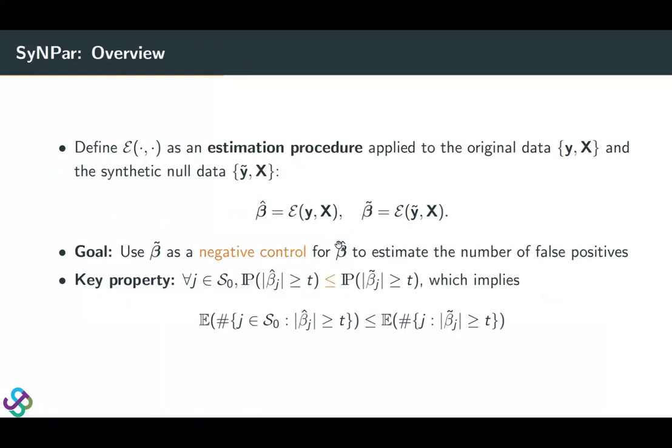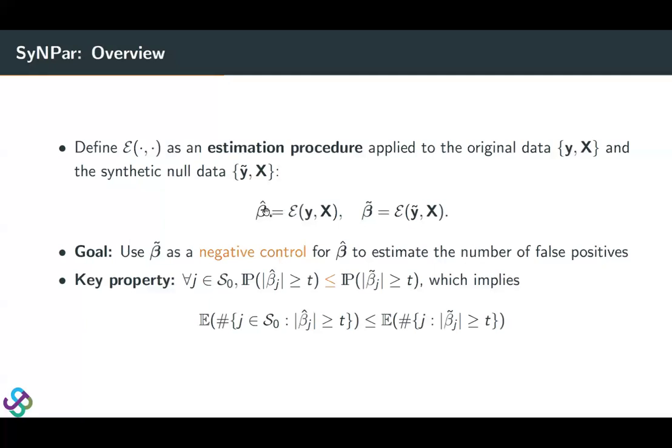So how do we perform the estimation on both data sets, the original data, which is y and x, and the synthetic null data, which is y tilde and x? We need an estimation procedure. Our idea is to use whatever procedure of choice, in the same way on the two data sets in parallel. We call the original parameter estimate beta hat and the synthetic null parameter estimate beta tilde. In other words, we hope that beta tilde can serve as a negative control for us to identify which coefficients are zeros and which are non-zeros in the original data's true parameter.